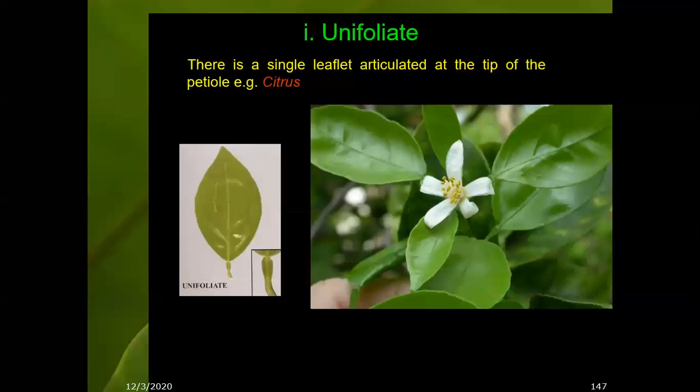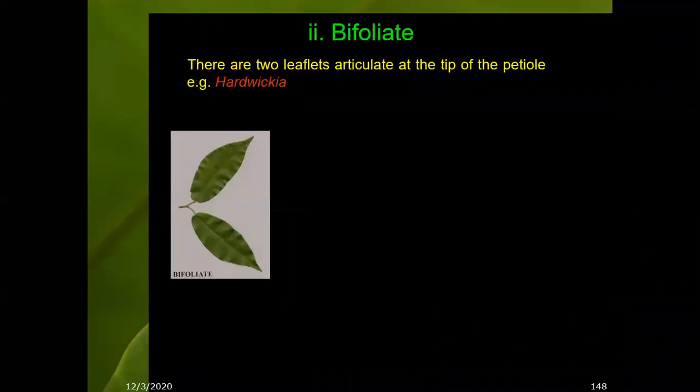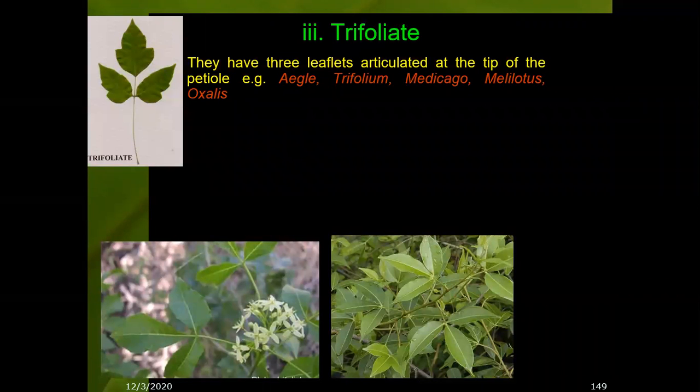The first one is unifoliate. When a single leaflet is articulated to the petiole, it is said to be unifoliate. For example, the citrus plant. Next, bifoliate: there are two leaflets articulated at the tip of the petiole. It is called bifoliate. Next, trifoliate: they have three leaflets articulated at the tip of the petiole. It is said to be trifoliate.